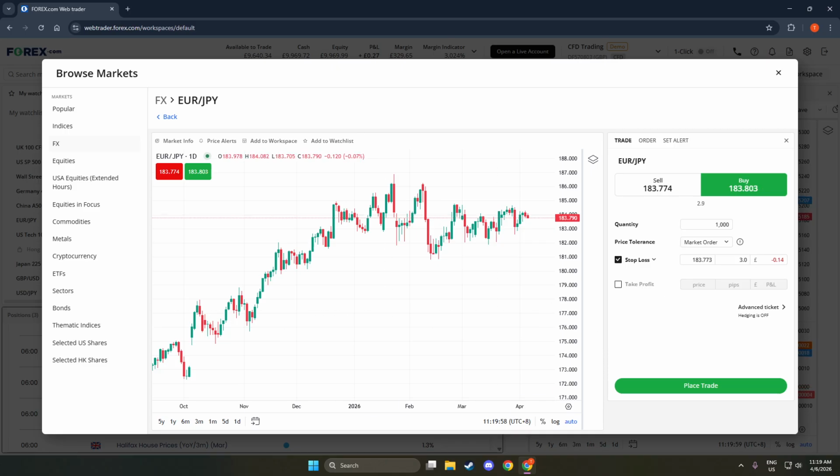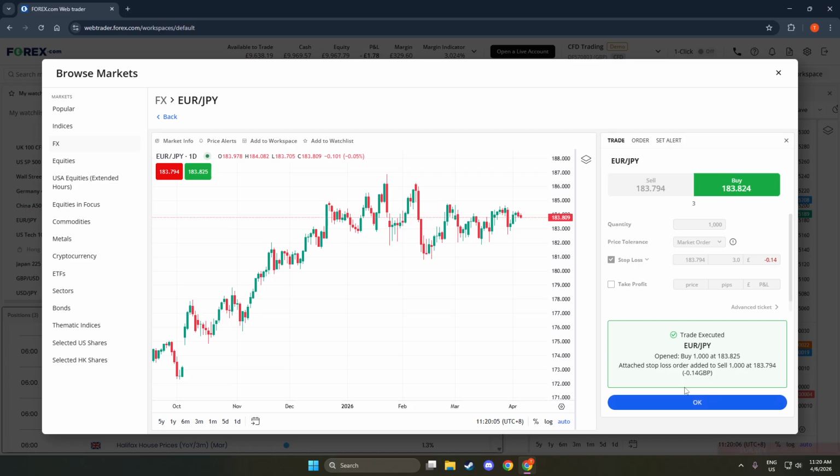Before you finalize, review everything on the order ticket: pair, direction, lot size, stop loss, and take profit. When it all looks right, click Place Trade to confirm. The order will appear in your Positions or Orders panel, where you can monitor it and make adjustments if needed.